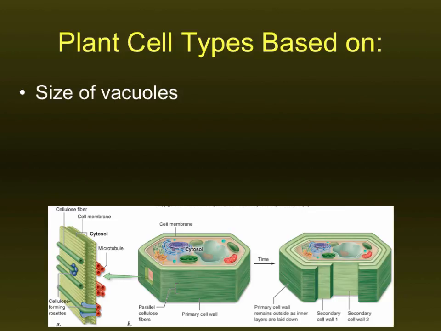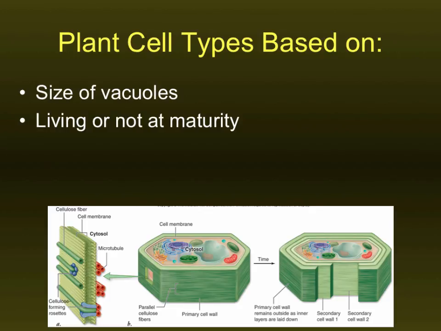If we look at different types of plant cells, right, there's different kinds here. We can look at the size of vacuoles. They have different types of plant cells, and really there's only about 3 different types. The size of the vacuole is one defining feature of the kind of plant cell you might be looking at. You can look at whether the cells are living at maturity or not. So for the first 2 cell types, we'll call those parenchyma cells and collenchyma cells. Those 2 cells are both living at maturity.